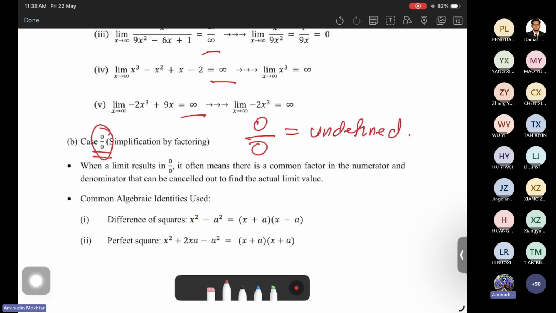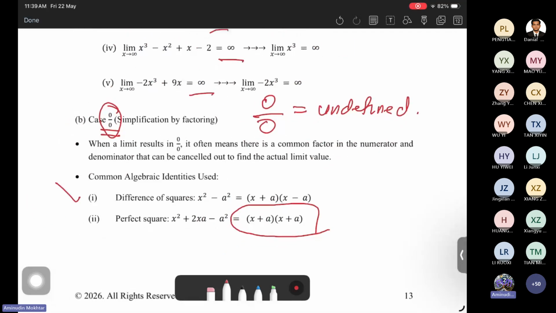By applying these two concepts here, you need to know these algebra identities: the difference of squares and the perfect square. When the form is x squared minus a squared, we can factorize this into x plus a and x minus a. You need to remember this concept. The second one is a perfect square. x squared plus 2xa plus a squared can be factorized into two factors, x plus a and x plus a.